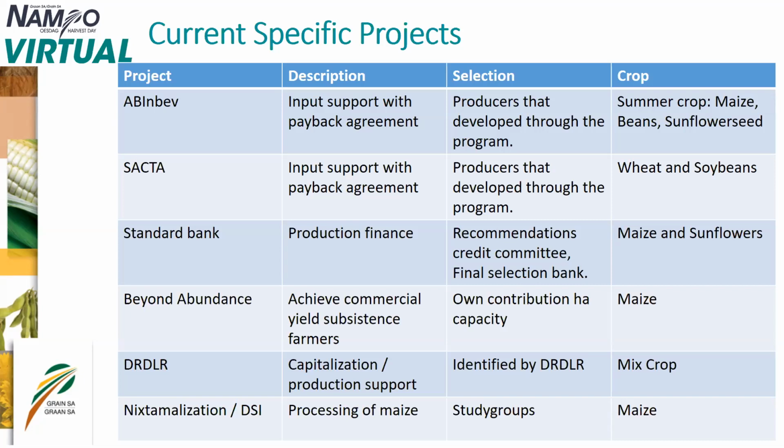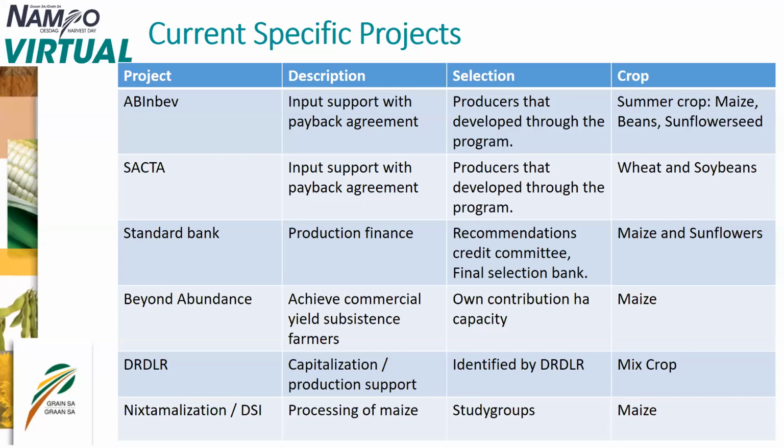We've got a new project that's going to launch now from SACTA, the South African Cultivar and Technology Agency, that works on the same principle as the AB InBev one, and that's specifically for wheat and soybean farmers. Then we've got a project that we're running with Standard Bank, where we try to get finance for producers to produce on a bit of a larger scale, where there is different risk sharing models from input providers assisting us with risk sharing, to Standard Bank providing some risk sharing models as well.